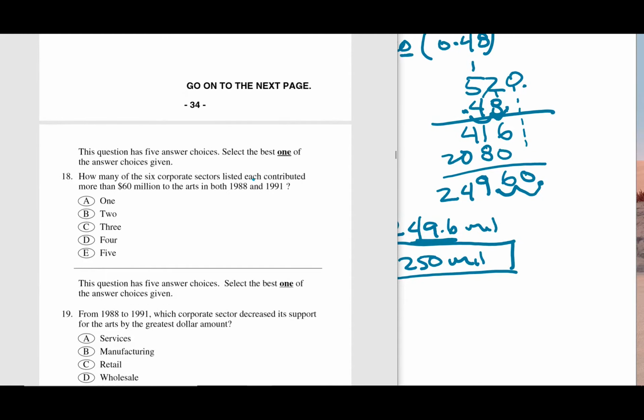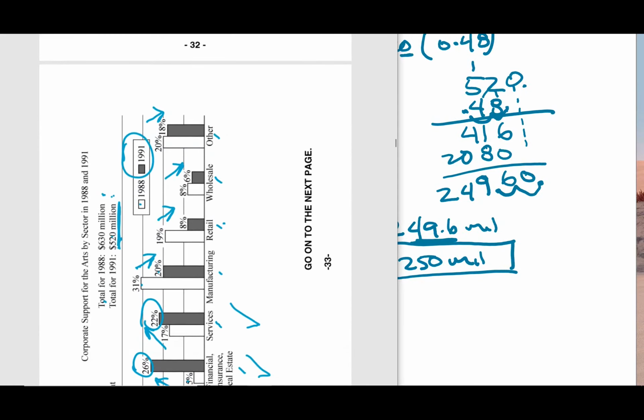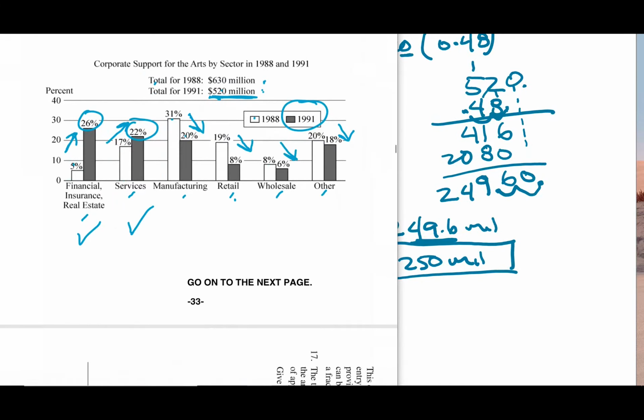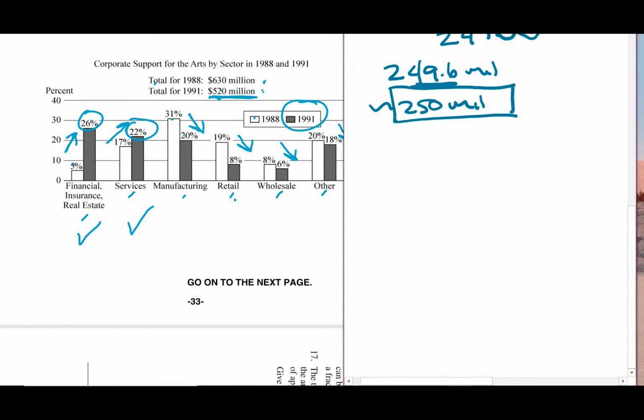And then right here it says, how many of the 6 corporate sectors listed each contributed more than 60 million in both 1988 and 1991. So that's key information. What we want to do is focus on 1991, so dark shade, and find which sectors contributed more than 60 million. So we're focusing on revenue, 520 mil. And basically, the key is to find the fractional ratio.